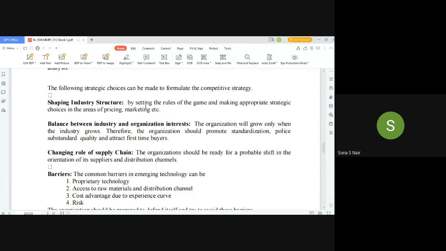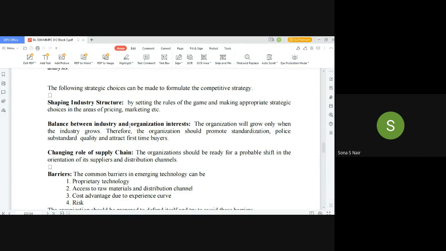Shaping industry structure would mean the organizations or the firms which are doing well in the emerging industry sector, their rules, their policies, and their strategic choices become a guideline to the other firms. So they shape industry structure. That is one thing that they can do. They can help the industry.